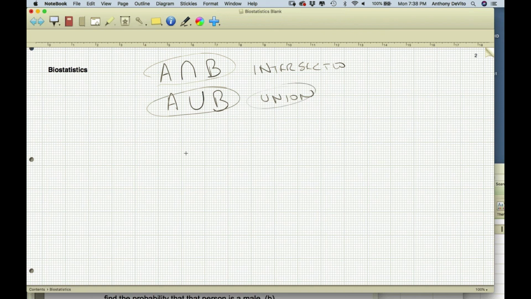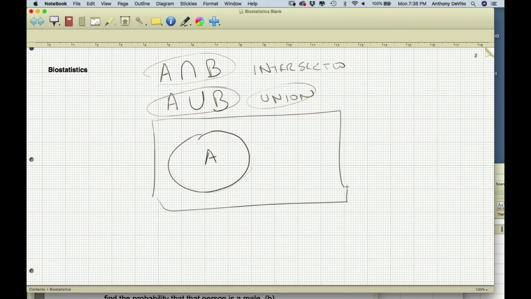So let's say I'm drawing something like this. This is A. This area in here represents A. And this is the rest of the universe here. This area represents B. And this area out here is not A and is also not B, right? Because it doesn't contain A or B. Okay, so what area would be contained in the union of A and B here? Well, it'd be everything in here plus everything in here, right?